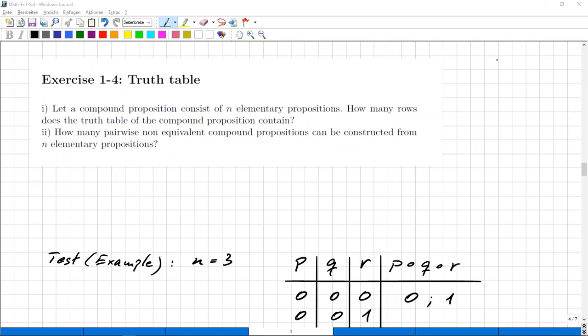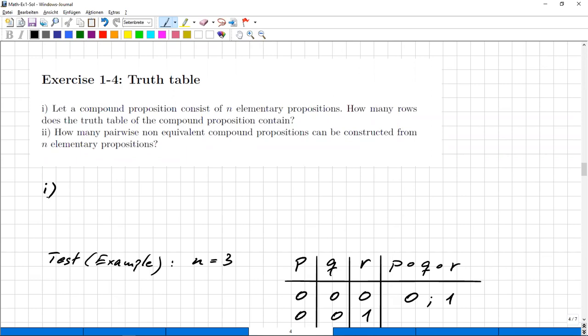Now, this is about truth tables in general, and in part I, the question is this. The number of elementary propositions you find in a compound proposition is called n, and then depending on this, how many rows does the truth table of the compound proposition contain? Okay, that's relatively easy.